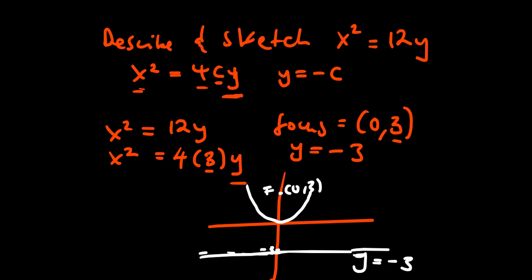Okay, now let us sketch another one of a similar form. Let's say we have x squared = -8y. Now how do we do that one? We have to make it like the general form.